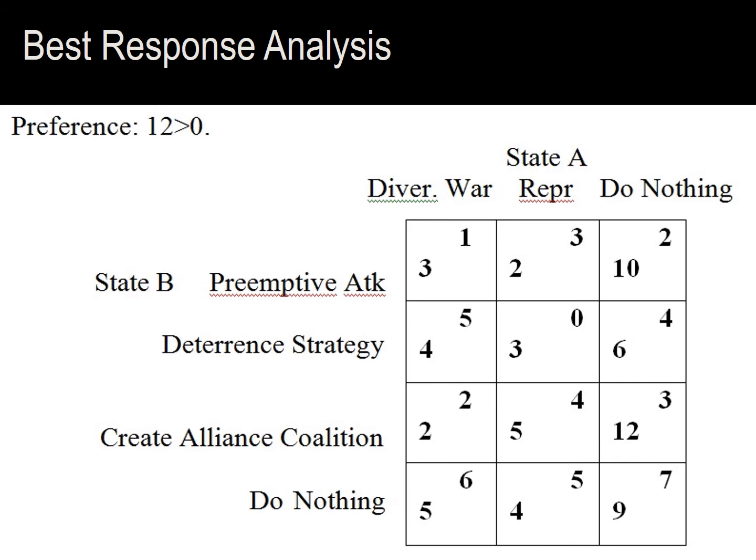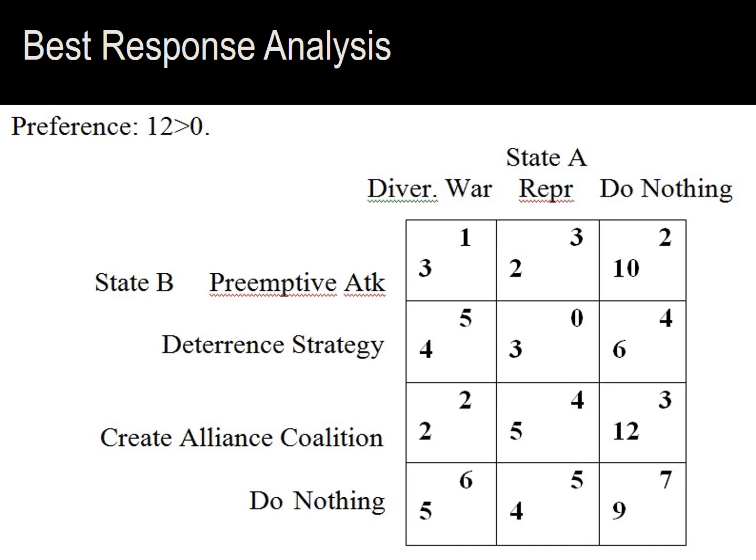We're going to get a pointer option here. So we have state A and state B that are involved in a confrontation. The preferences for both is to maximize, to get the higher number. So 12 is better than 0. And all of those cardinal values are ordinally preferred.